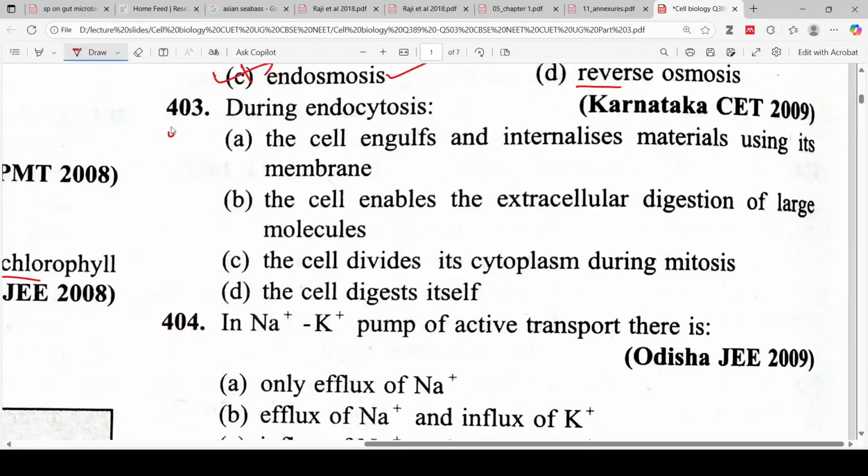Next question. During endocytosis, the cell engulfs and internalizes material using its membrane. The cell enables the extracellular digestion of large molecules. Option C, the cell divides its cytoplasm during mitosis. Option D, the cell digests itself. So the correct answer is option A. The cell engulfs and internalizes material using its membrane.